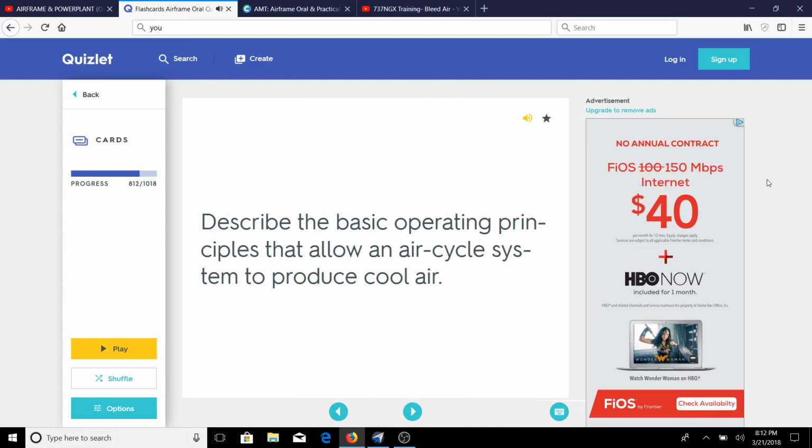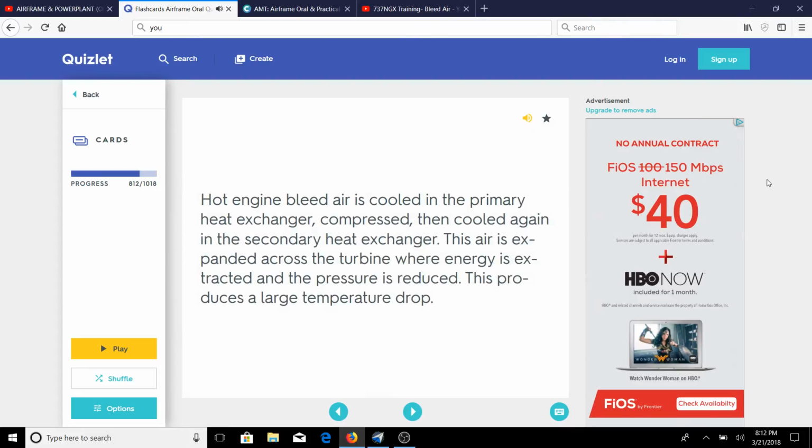Describe the basic operating principles that allow an air cycle system to produce cool air. Hot engine bleed air is cooled in the primary heat exchanger, compressed, then cooled again in the secondary heat exchanger. This air is expanded across the turbine where energy is extracted and the pressure is reduced. This produces a large temperature drop.